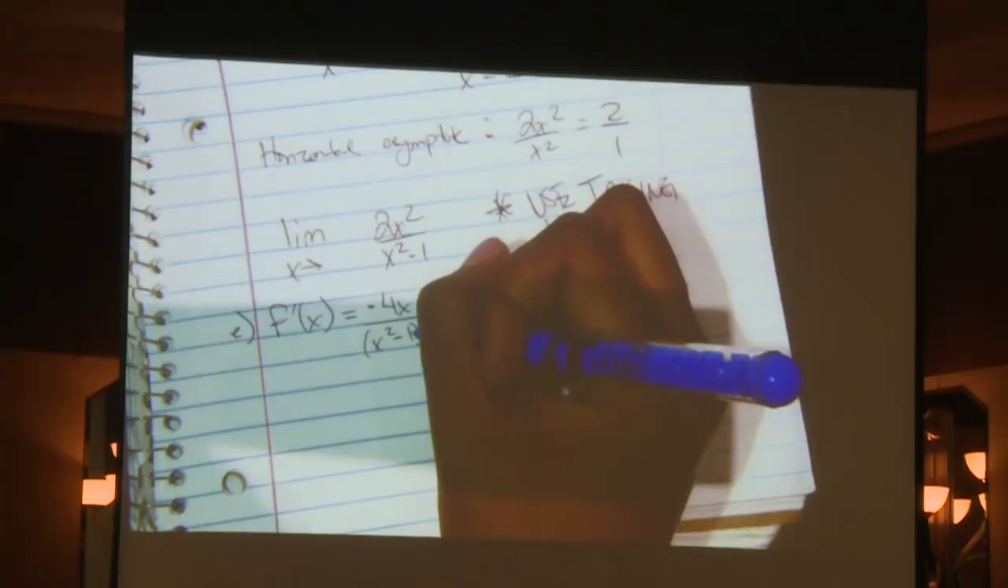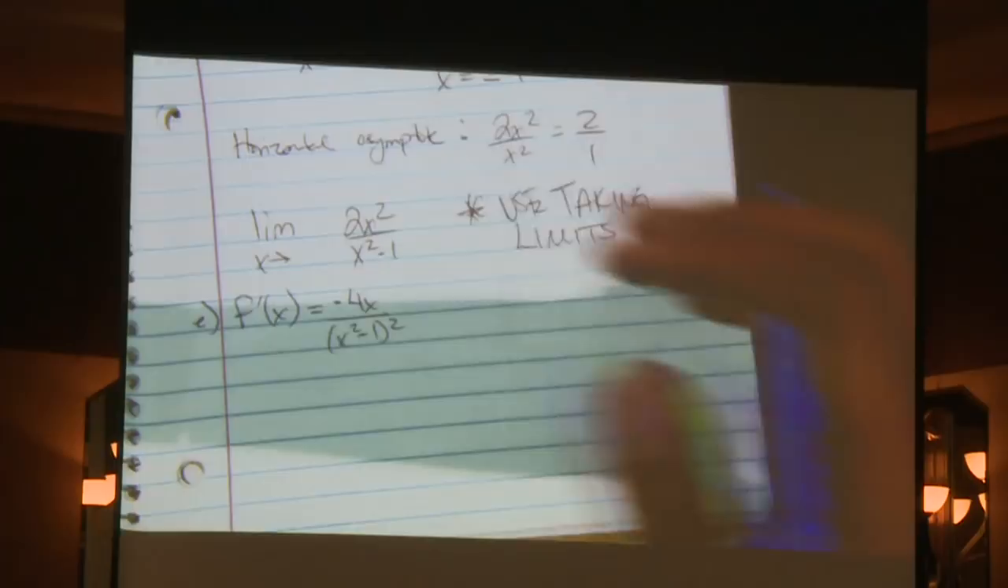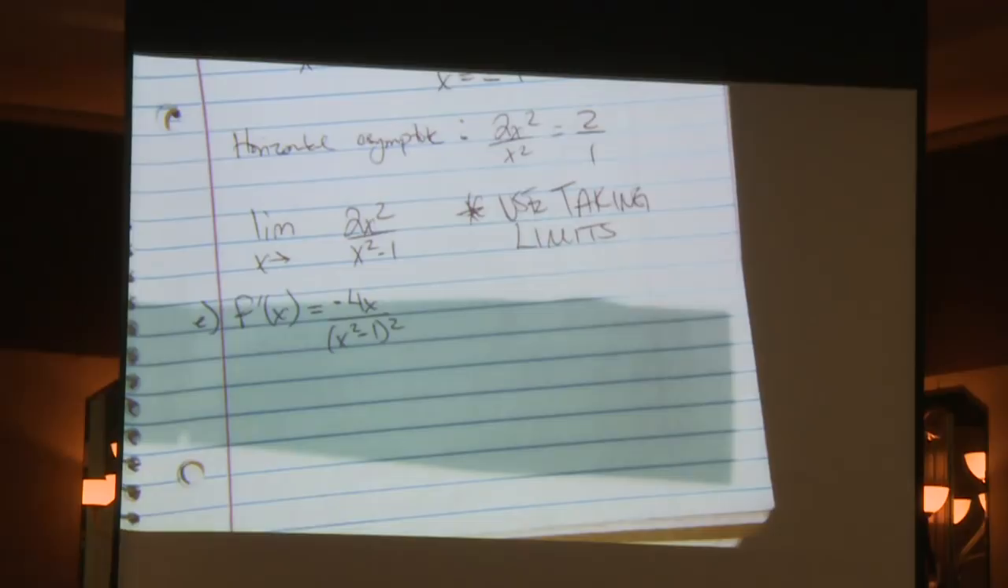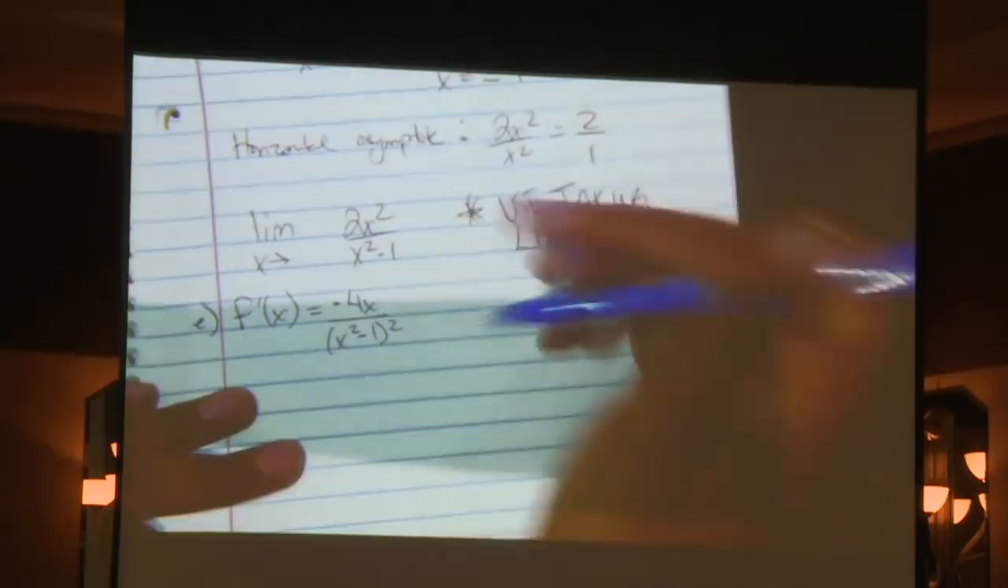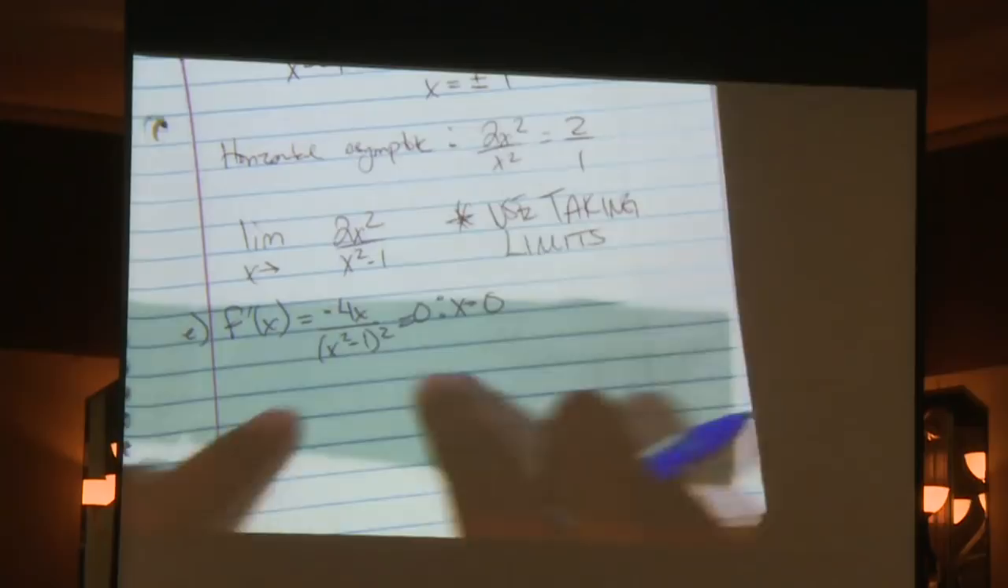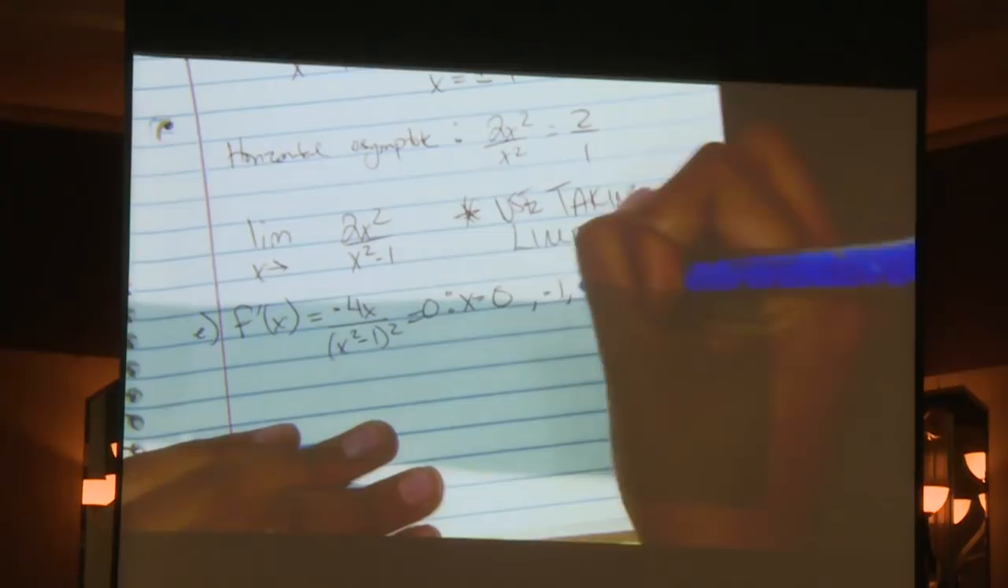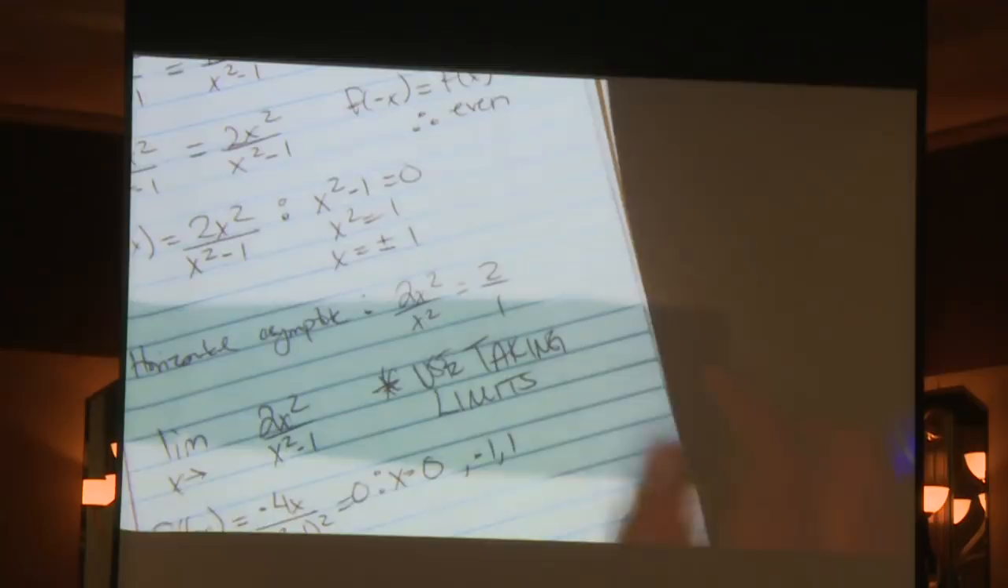So remember earlier I was saying your critical points are not only where your derivative is equal to 0, but also where it's undefined. Here, when I set my derivative equal to 0, I get x equals 0, but it's also undefined at negative 1 and 1, okay? So now, I put those on my number line.